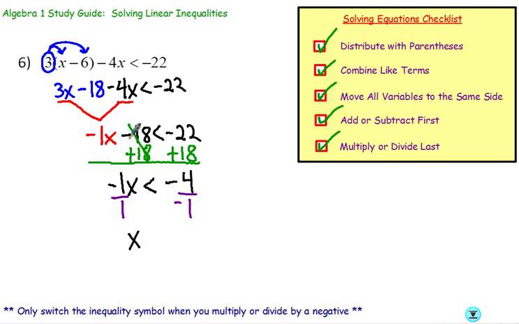When we subtract, the opposite of subtraction is addition. So that's why those numbers are opposites. But when you multiply or divide, you divide by the same number. So that would be a negative 1. And then negative 4 divided by negative 1, signs are the same, so you'd get a positive.